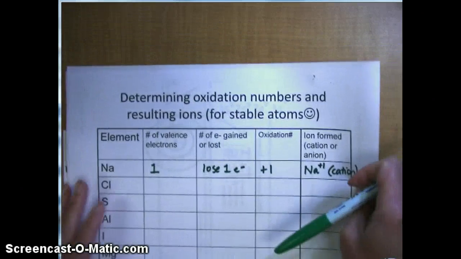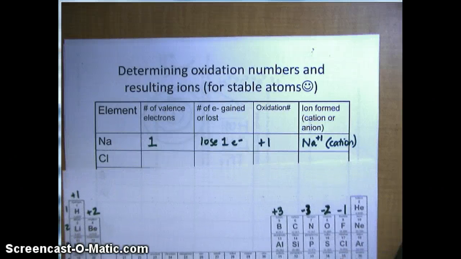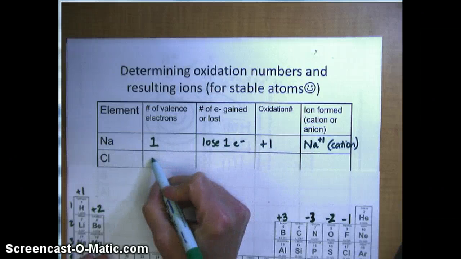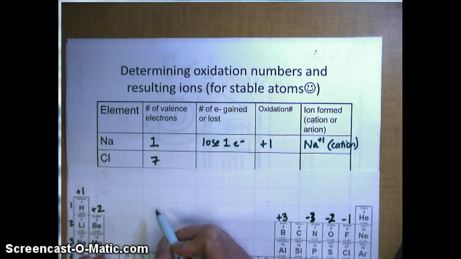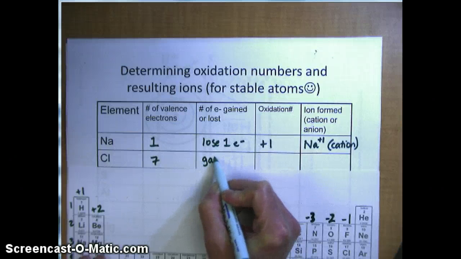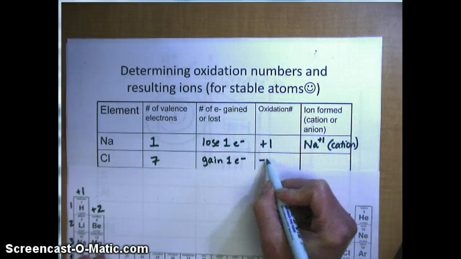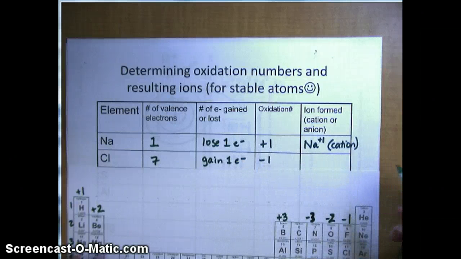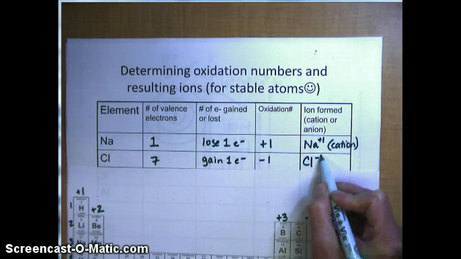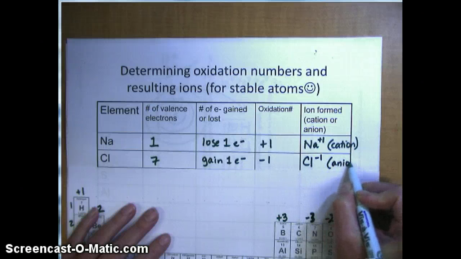So chlorine, going back to this, is a halogen, so it's going to have 7 electrons on the outer shell. It's going to be easier to gain 1 electron and have a negative 1 because that electron carries a negative charge. And the ion that it forms is Cl negative 1, or you can write Cl negative, which is an anion.